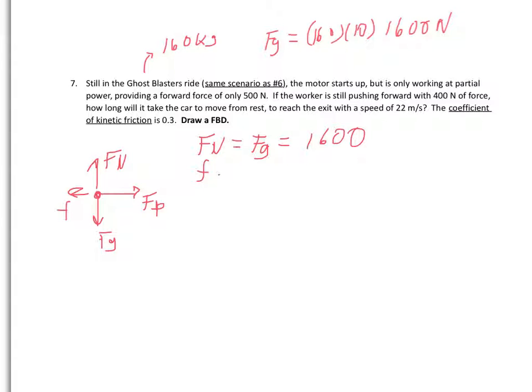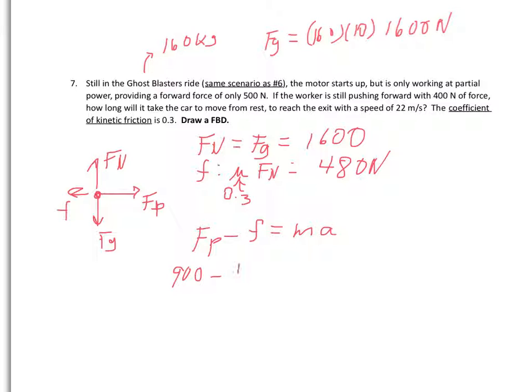And the friction is mu times the normal force. And now we're going to get 1600 times 0.3 is 480 newtons, because that's 0.3. And so let's set up the equation. We're going to have the pushing force minus the friction equals m times a. So we're going to have 900 total minus the 480, and that's going to give us 160 times a. So we end up getting 420 newtons equals 160 times a.